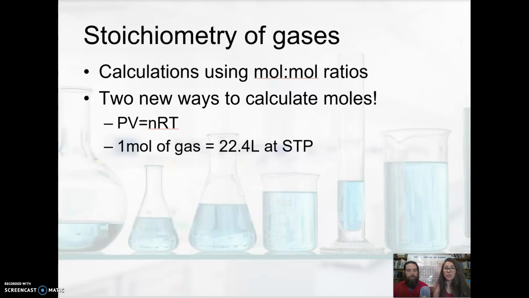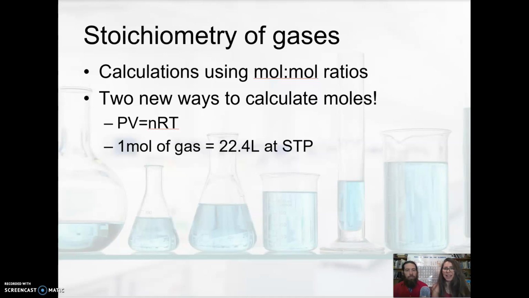And in order to do stoichiometry, and what is stoichiometry? It's calculations using the mole-mole ratio. So for reaction stoichiometry, we use the mole-mole ratios of the things that are in the reaction, and the number of moles is designated by the coefficient. So in order to use this mole-mole ratio, we're going to be able to calculate moles for gases, and we have two ways to do that. One is the ideal gas law, which is PV equals nRT, and you can solve for n, which is moles, or if you're at STP, you can use this conversion factor, which is 1 mole of gas occupies 22.4 liters.